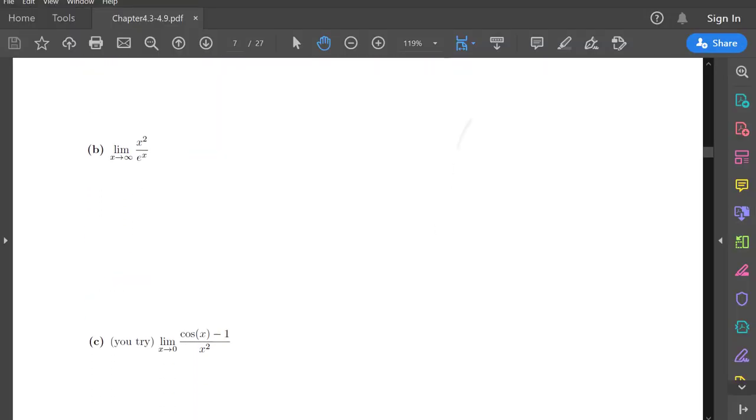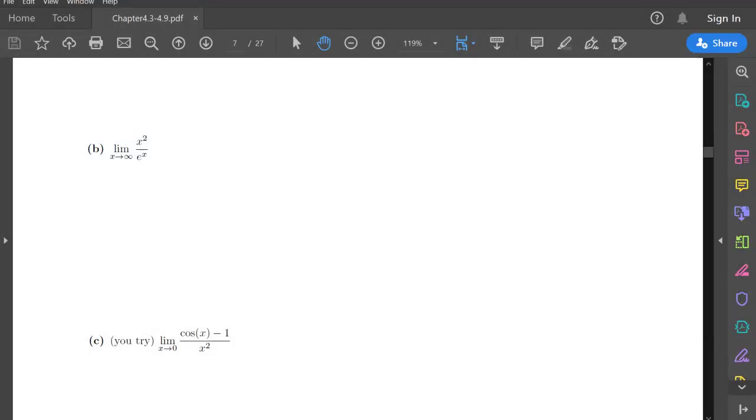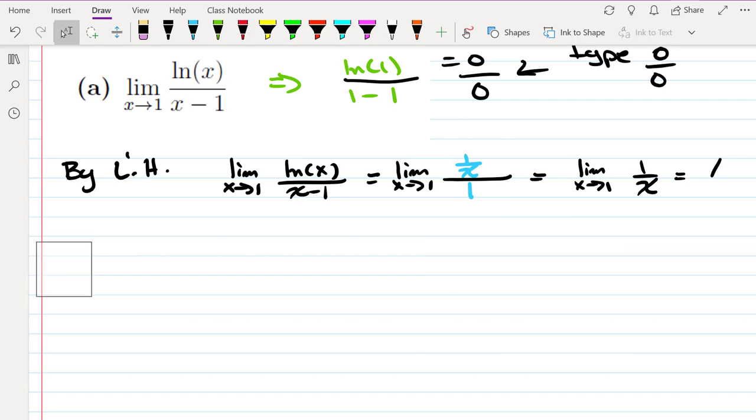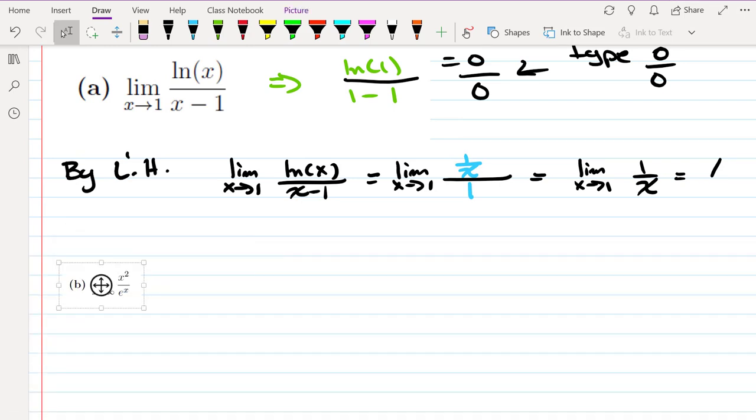Let's take a look at our next example. So we have the limit as x goes to infinity of x squared over e to the x.